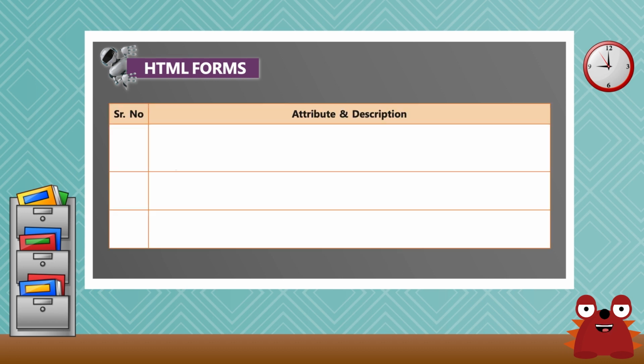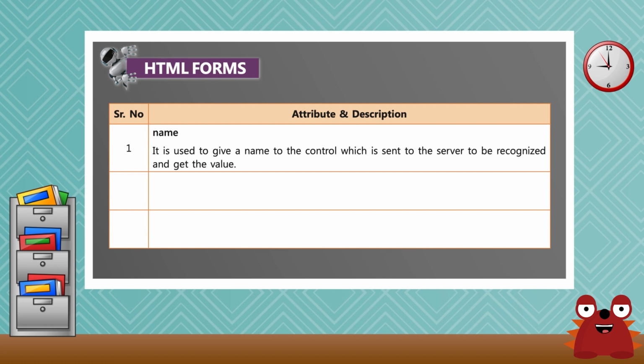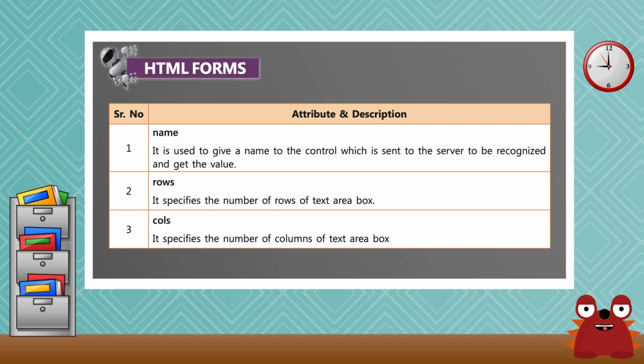Following is the list of attributes for the textarea tag. Name is used to give a name to the control which is sent to the server to be recognized and get the value. Rows specifies the number of rows of the textarea box. Cols specifies the number of columns of the textarea box.